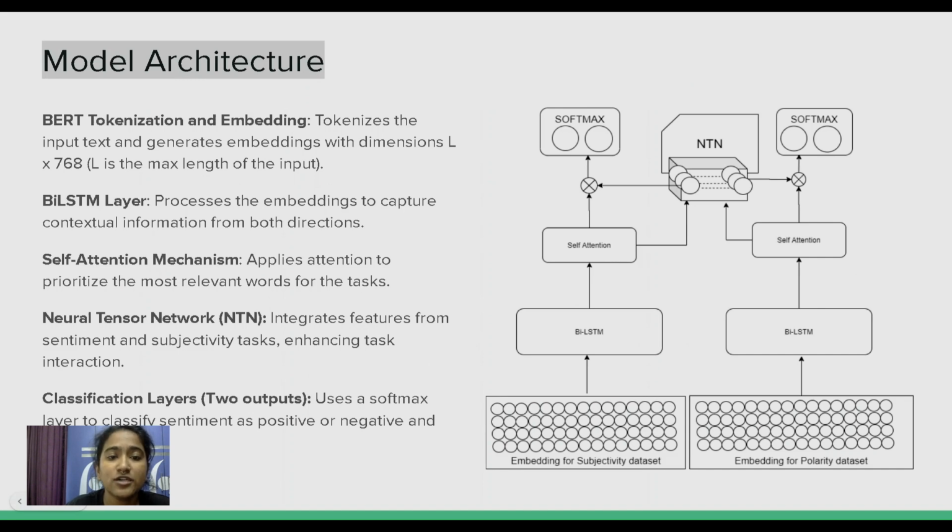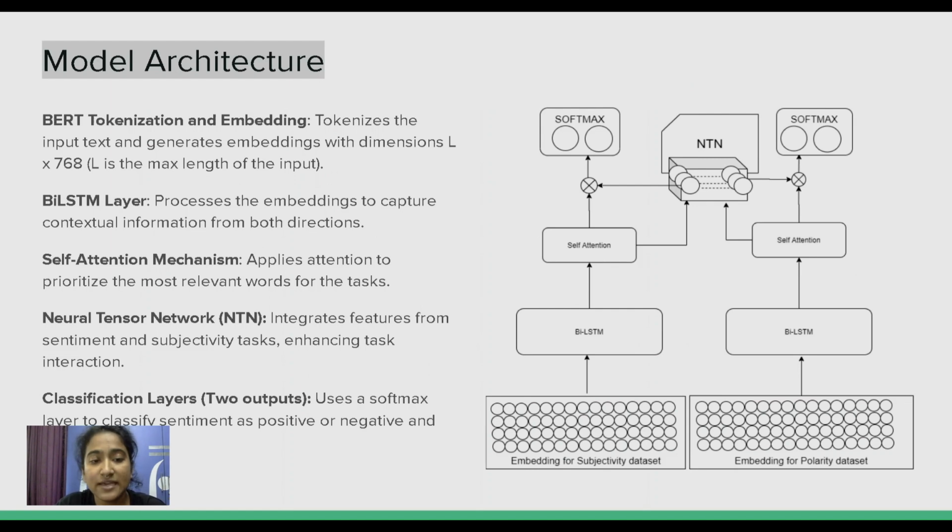In our architecture, our model begins with tokenizing the input text using BERT embeddings. BERT tokenizes the input and generates embeddings with dimension L cross 768. This was pre-trained BERT and we use pre-trained embeddings, where L is the maximum length of the input. The embeddings capture rich contextual information from the input sentences. When we were working on this paper, BERT was the state of the art.